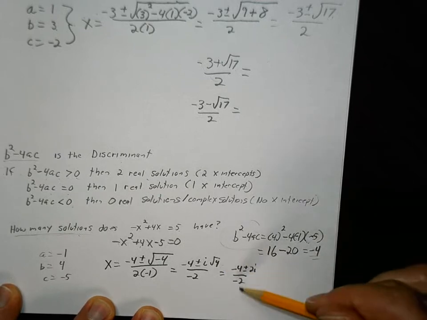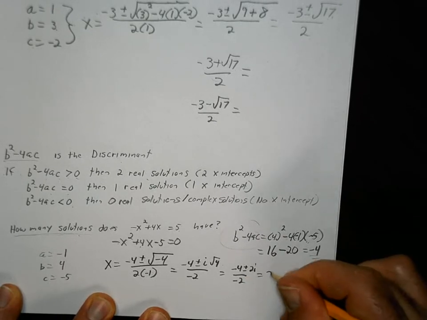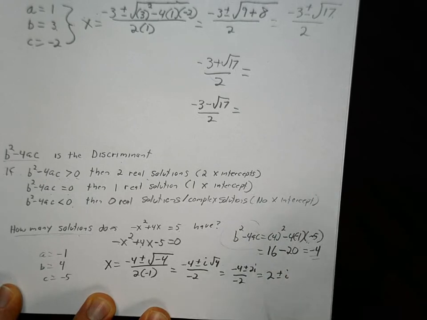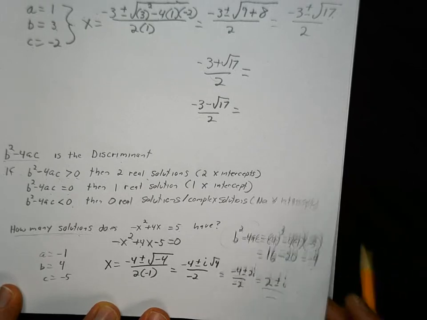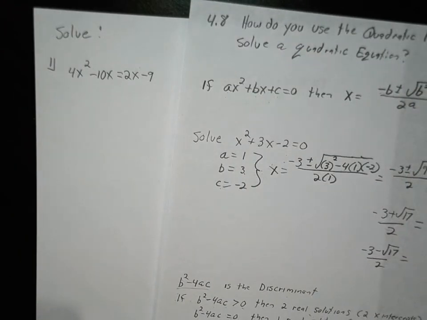Okay. Now, because this number divides into both parts here, I could actually simplify this further, and this is going to be 2 plus or minus i, because I divided negative 2 into both parts. Okay, so this is the proper look of the solution there. So that's using the quadratic formula to solve a quadratic equation. Now let's just do one more example right here.